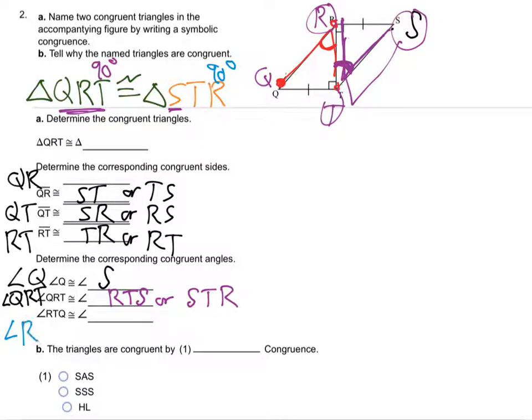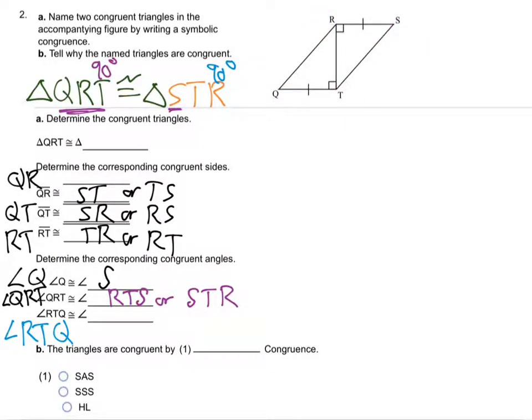Angle RTQ. Get rid of all these scribbles here. RTQ. Get rid of everything. So this is Q, T, S, R. So RTQ. Oh, that's the 90. RTQ is the 90. So what's that the same as? Yeah, it's this 90 here, which is SRT, or you could switch it, TRS, same angle, either way.